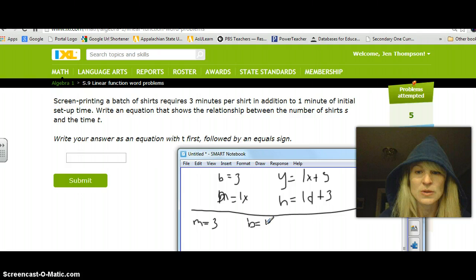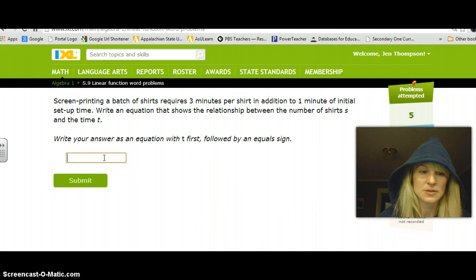Write an equation that shows the relationship between number of shirts S and time T. Okay, so this is minutes per shirt. So that's going to be 3S, and then we have plus 1, because that's the y-intercept, and then the total is how much time everything took. So that'd be T. Okay, so T equals 3S plus 1. So let's try that. T equals 3S plus 1.